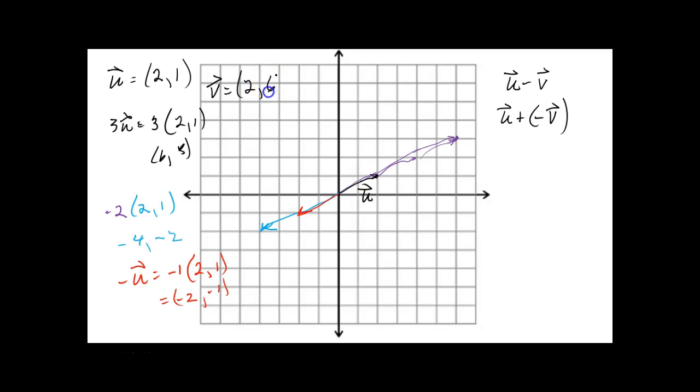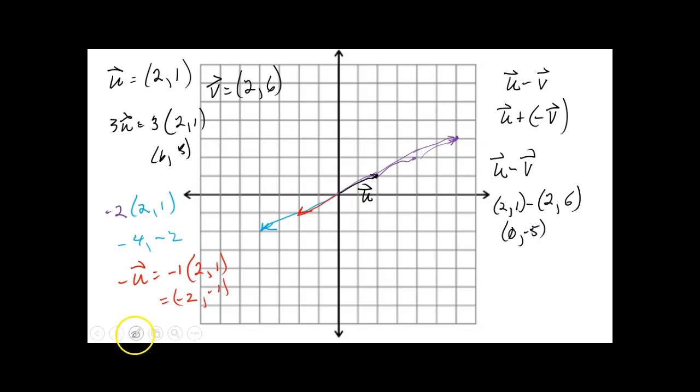Okay, we'll go with 2, 6. So we're going to do u minus v, where u was 2, 1, minus v, which is 2, 6. Now again, using component notation is the way to go on this. 2 minus 2 would be 0. 1 minus 6 would be negative 5. So there would be the sum of those two.